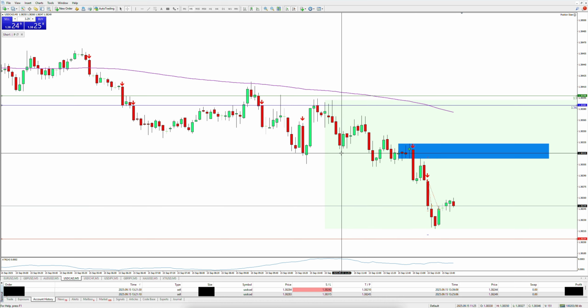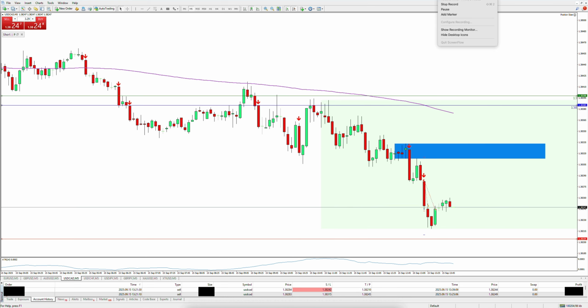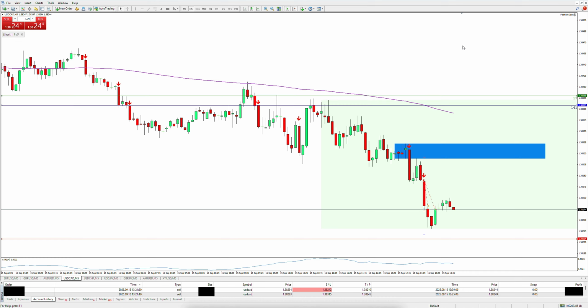So hopefully that gives you an idea as to why I took this trade. I don't think there's really anything else I can say about it.